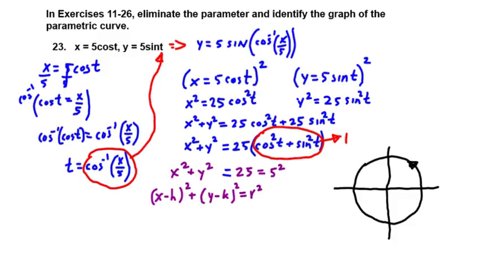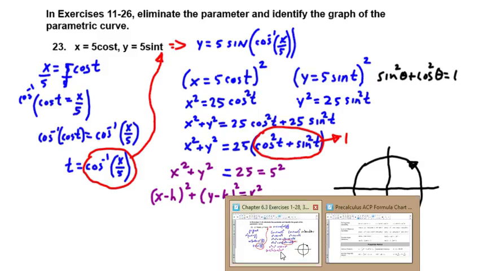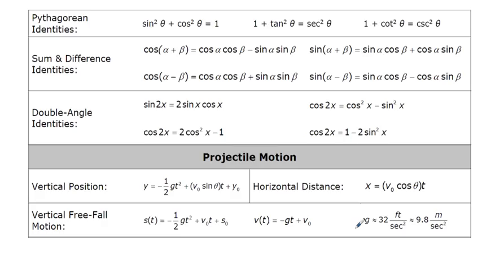Now let me go ahead and show you this identity here. It's called the Pythagorean identity, which is sine squared theta plus cosine squared theta is equal to 1. And where do we see that? Here we have an ACP formula chart, Pythagorean identities, and this is it right here. This is how we were able to, when we got a common factor and ended up with quantity sine squared t plus cosine squared t, simplify that to 1.